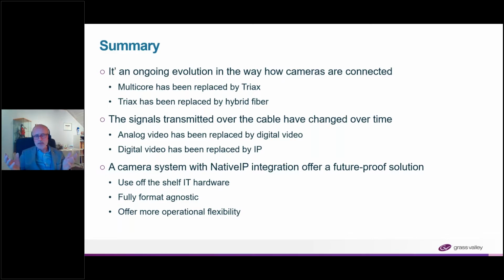It's fully format agnostic. Today we talk about UHD triple speed. Maybe in 2 years from now we talk about 8K high frame rate, or maybe even 6 times speed in UHD. So an IP connection is always format agnostic, and it offers more operational flexibility by using IP infrastructures to connect your cameras and then use the signals anywhere around the world, actually.